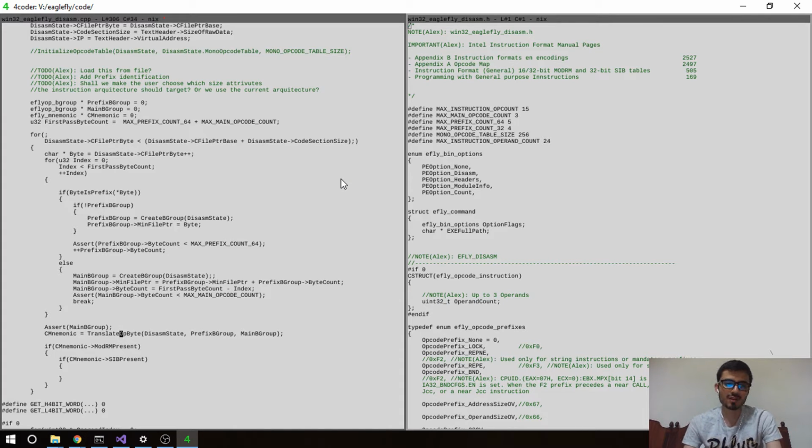which has the main job of translating the opcode byte to a specific mnemonic. Once we have the mnemonic, we can continue with fetching the ModR/M byte, if any, and the SIB, if any. So that's where we got to, so let's try to do this part just to see what happens, to see the whole structure in here.